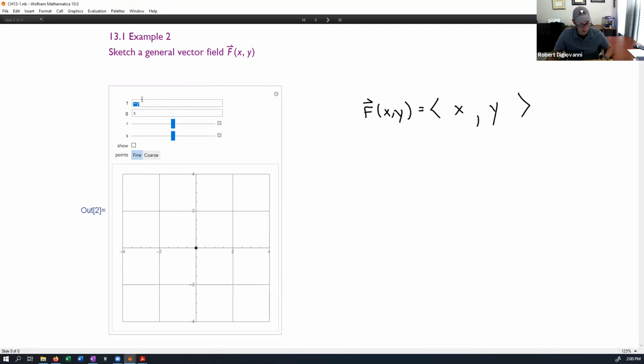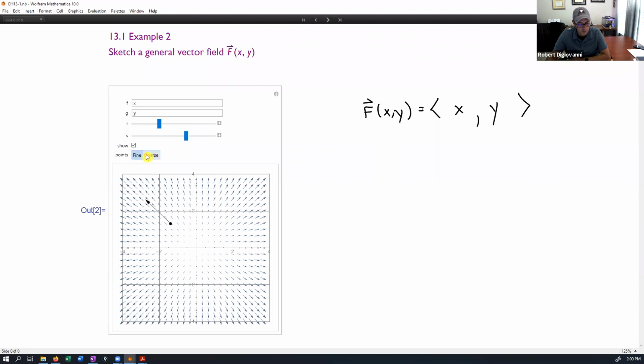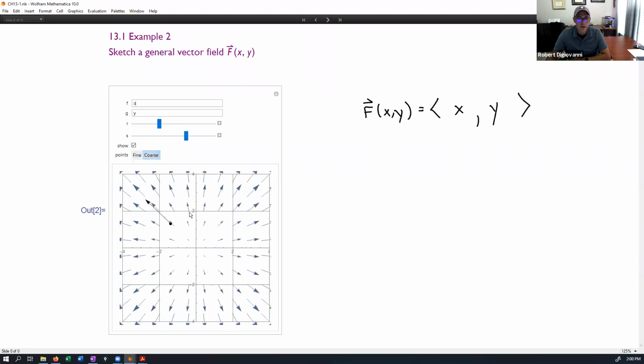If this was x and the other one was y, then let me move around. Here's what it would look like. Boom. Basically, that vector field just wants everything going away from the origin, right? And the further away you go, the faster you go.